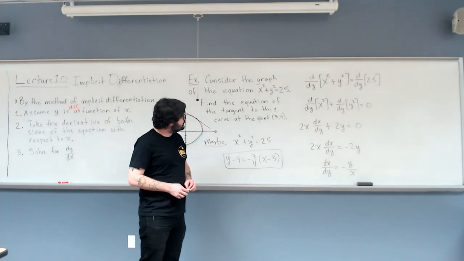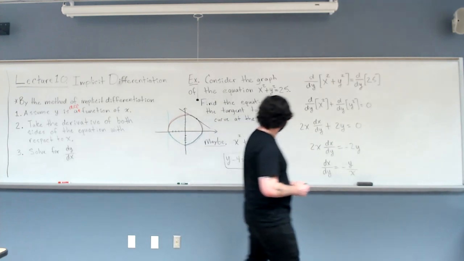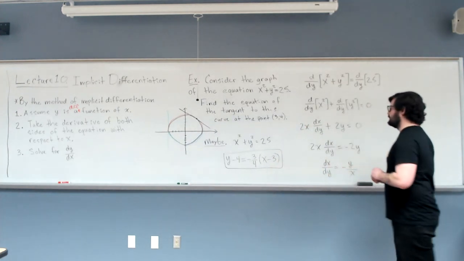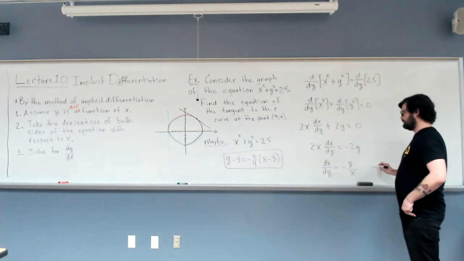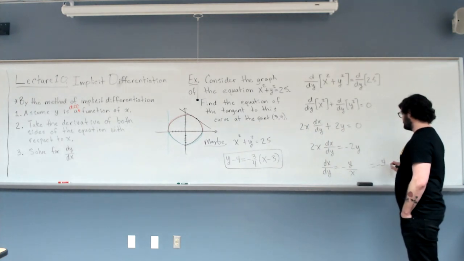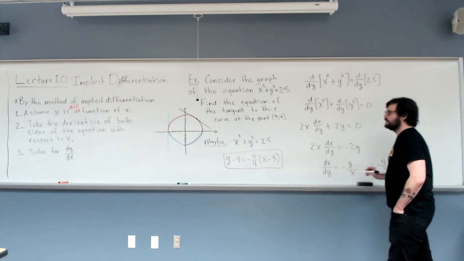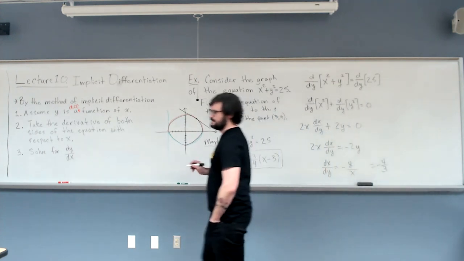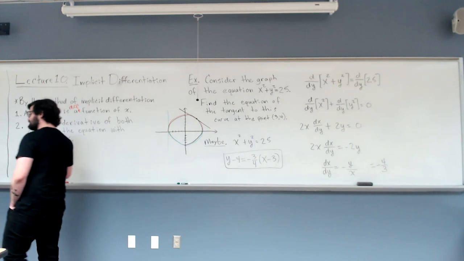Hold on. Let me see. Was it? Let's make sure. 3, 4. So this will be actually. No, you're right. What is going on here? Let me see. 4 over 3. Ah, that's what it is. I misspoke.